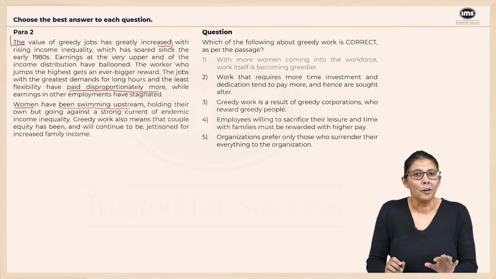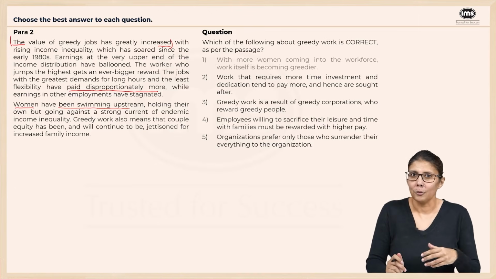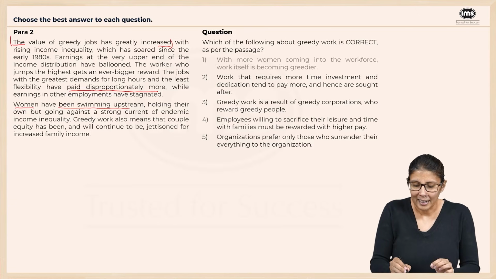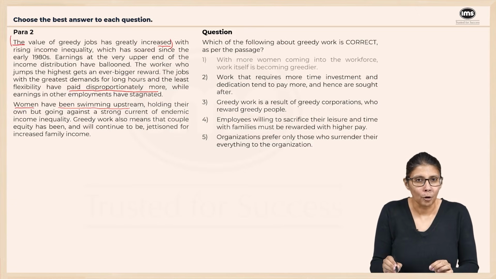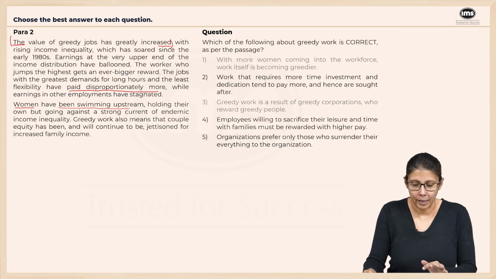Third option says greedy work is a result of greedy corporations who reward greedy people. Now, we are not really blaming greedy corporations anywhere in the passage. We are saying that work has gotten greedy, but we are not really saying why and who's responsible for it. So, when I say greedy work is a result of greedy corporations, that's going beyond the scope of the passage. That is why option 3 is not our answer.